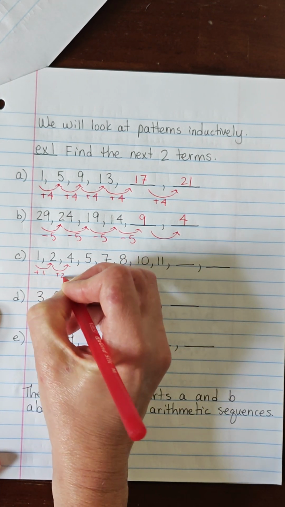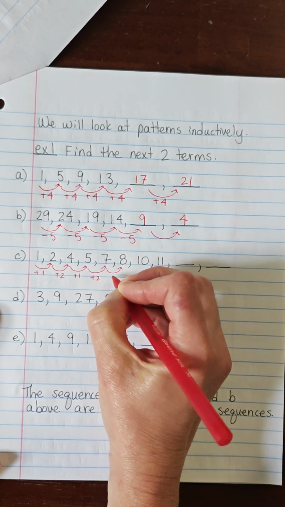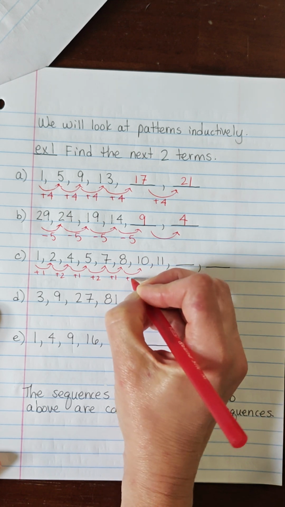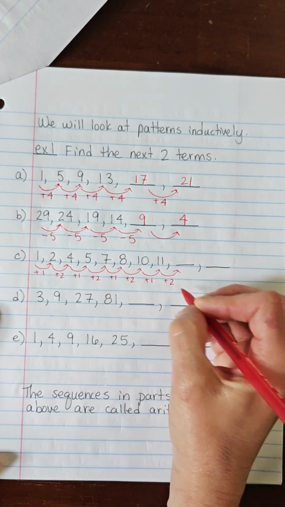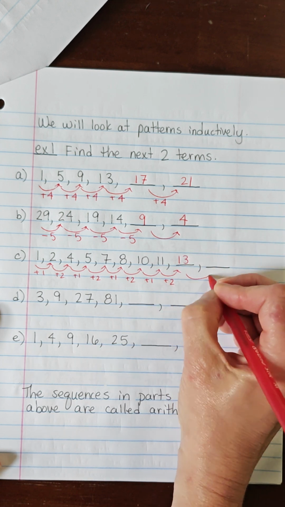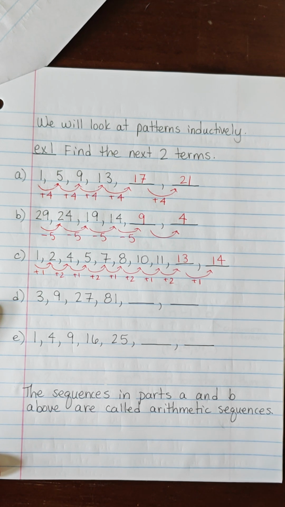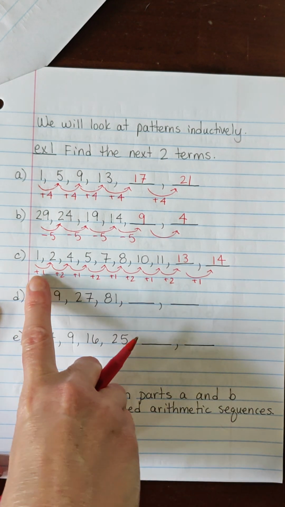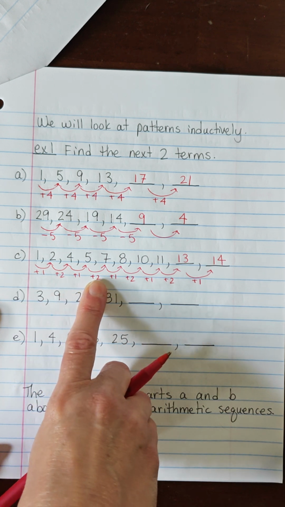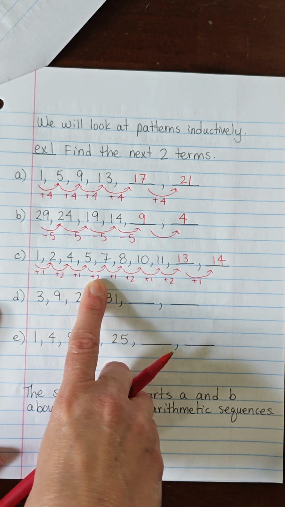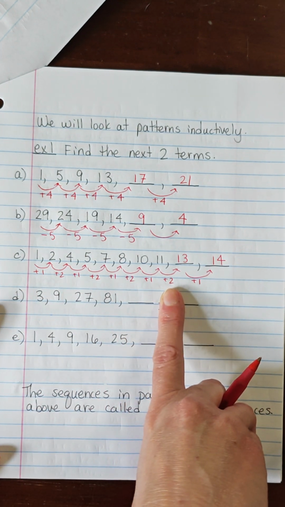So we have plus 1, plus 2, plus 1, plus 2, plus 1, plus 2, plus 1, plus 2 would make that 13. And then continuing our pattern, plus 1 would make that 14. You don't want to make an assumption too soon. Okay, so you'll notice I didn't just stop right here and say, oh, okay, it's a plus 1, plus 2 pattern. I went ahead and saw it all the way out.